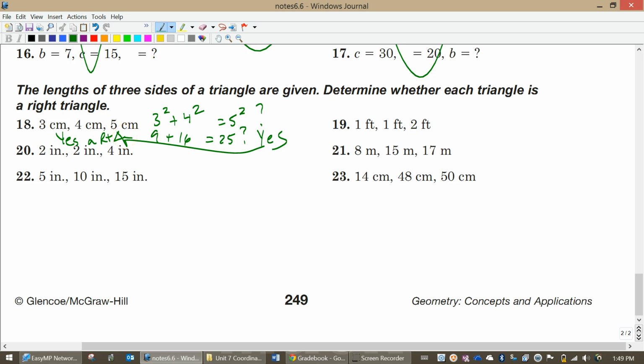Okay? Let's look at 19. Which one would be the hypotenuse if it was a hypotenuse? 2. So we get 2 squared there, 1 squared plus 1 squared on the other side. Is that true? 1 plus 1 equals 4. 2 equals 4. That's nonsense. Nope. Not a right triangle. Okay, do you get the logic on that? Pythagorean theorem works? Yes. Pythagorean theorem does not work? No.